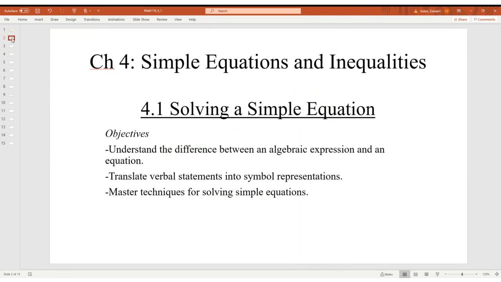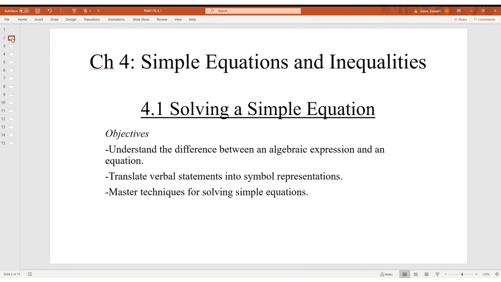The first one is to understand the difference between algebraic expression and equation. What is an algebraic expression? What is an equation? The second one is to translate verbal statements into symbols that represent the situation. So you have a verbal statement, we can change it into an expression or equation. Okay, then we will master techniques to solve equations. So we'll see starting from a one-step equation up to more complex equations.